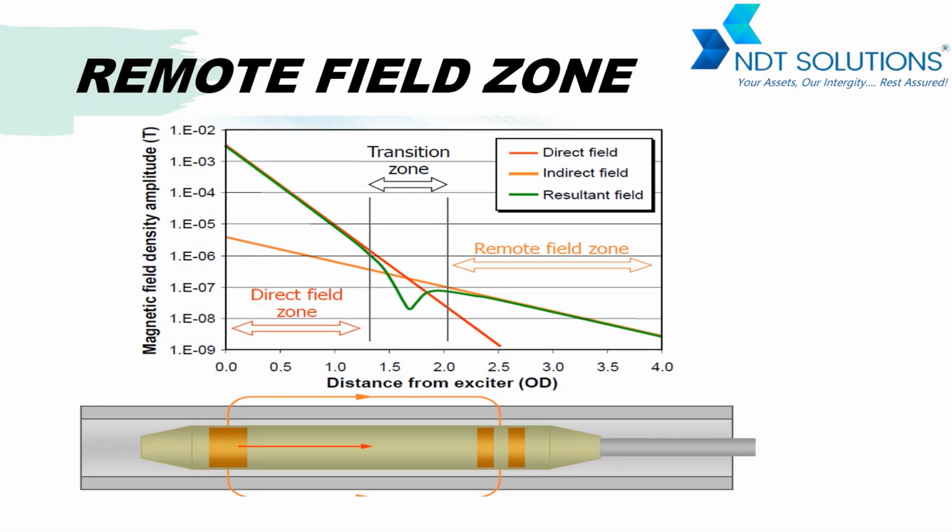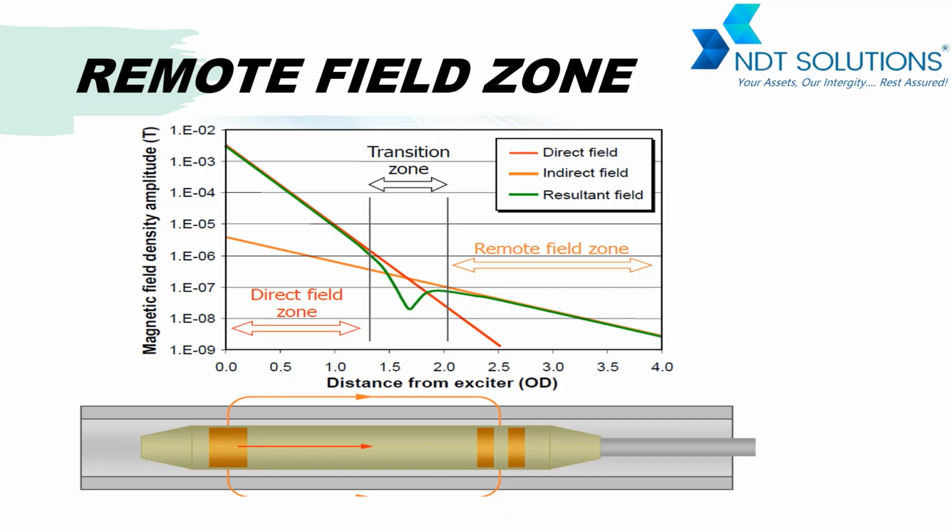So this picture represents what remote field testing is and why we call it remote field testing. We can see in this chart there are three lines which represent the direct field, indirect field and resultant field. The resultant field is represented by green, the indirect field by orange, and the direct field by the red line. You can also see the probe below. In this probe there is one exciter and one receiver.